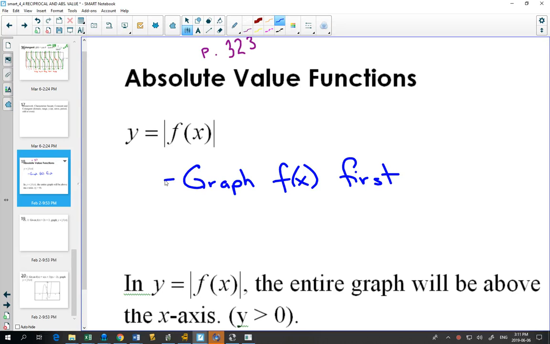Graphing absolute value functions is similar to graphing reciprocal functions in that you would graph the function inside the absolute value bars first.